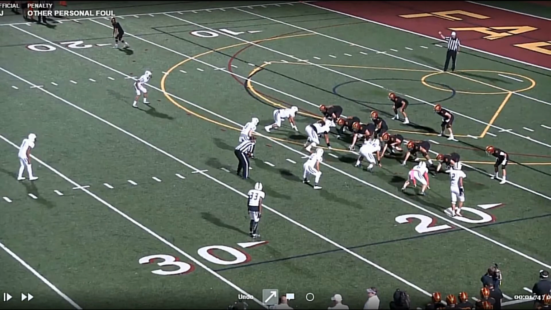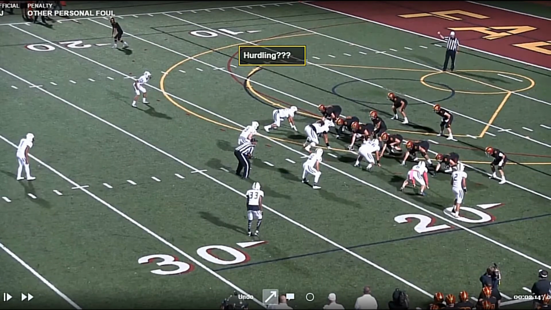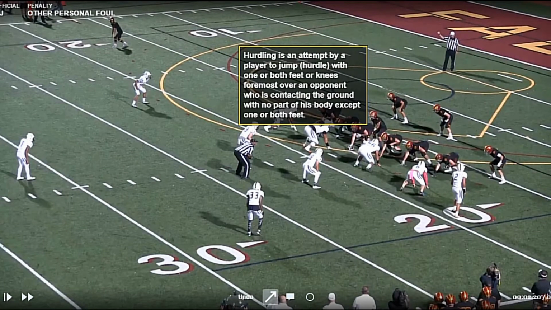So this next play involves a personal foul we're still seeing a lot of. It's hurdling. So let's review what hurdling is. The rule book says hurdling is an attempt by a player to jump, hurdle, with one or both feet or knees foremost over an opponent who is contacting the ground with no part of his body except one or both feet. What that's really saying is it's not a dive.